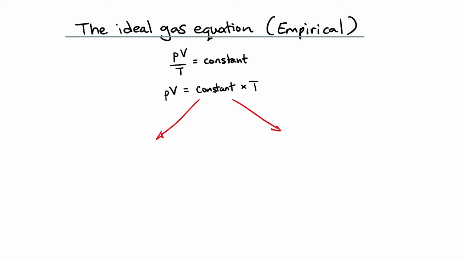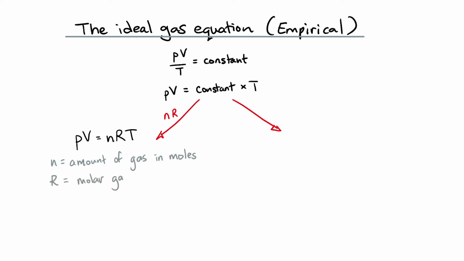We usually use the version where the constant is small n times R. This gives us the equation PV = nRT. Small n is the amount of gas in moles. R is the molar gas constant, equivalent to 8.31 joules per mole per Kelvin.